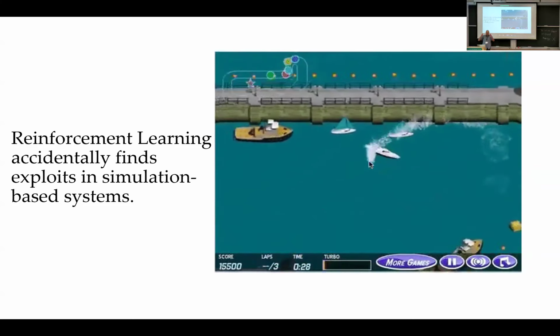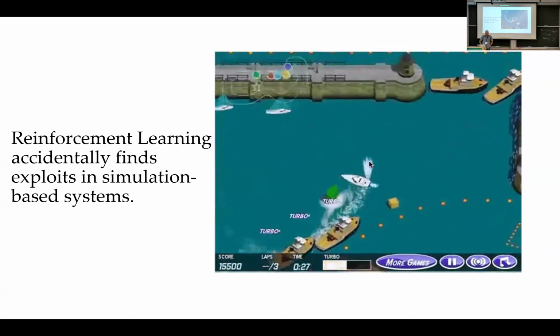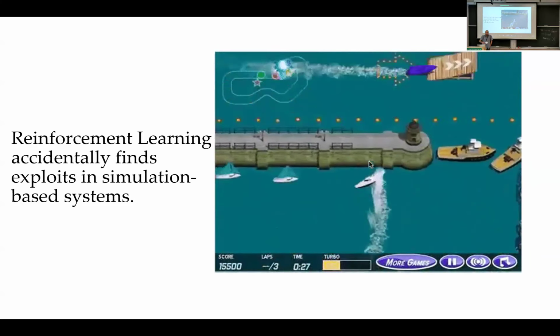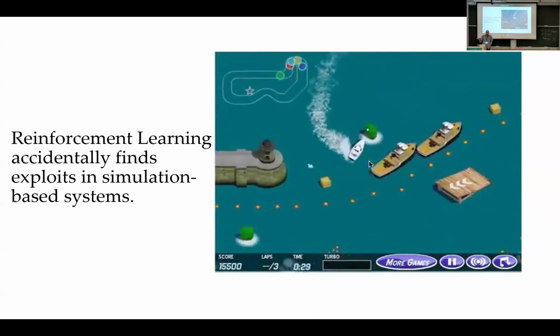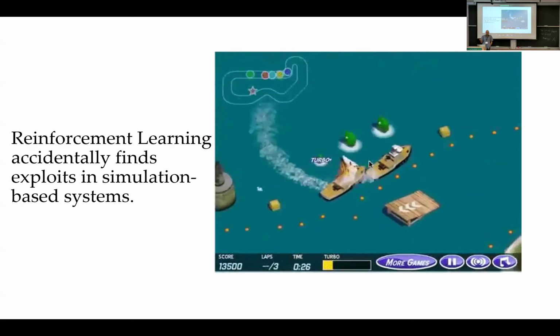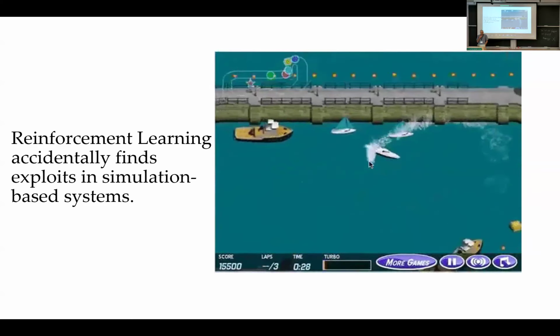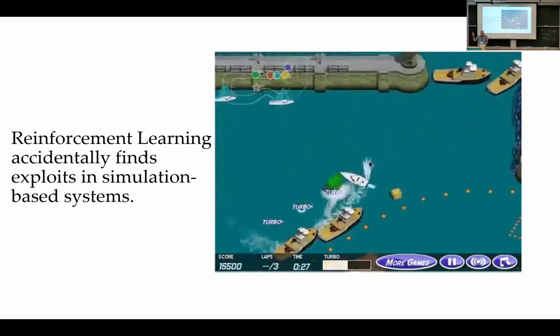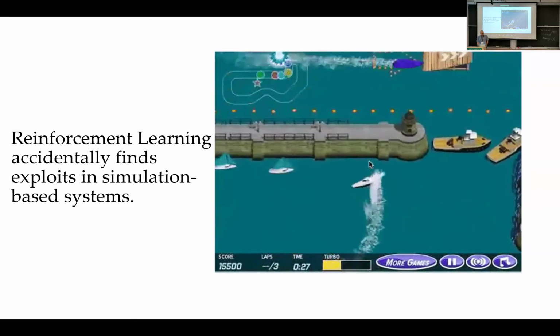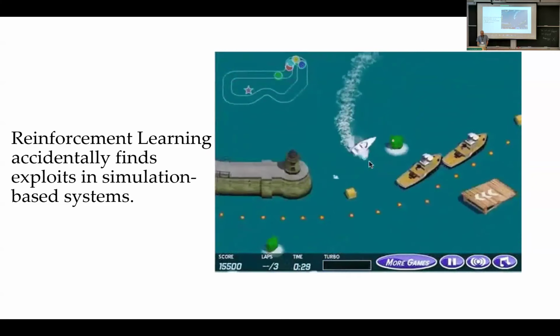It has an exploit. There's a way for the boat to just go in circles like this forever and just collect more and more points, right? So this is an example I typically use with my mechanical engineering students, but I think this is somewhat relevant.